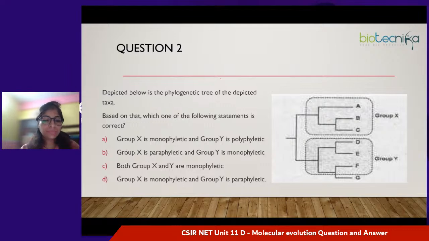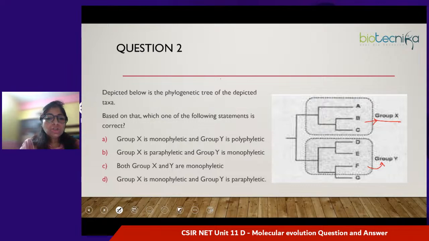Okay, so next question, moving on. Depicted below is the phylogenetic tree of the depicted taxa. Based on that, which one of the following statements is correct? So here there are two kinds of grouping made. This is group X. This entire square is for group X, and this entire group is for group Y.